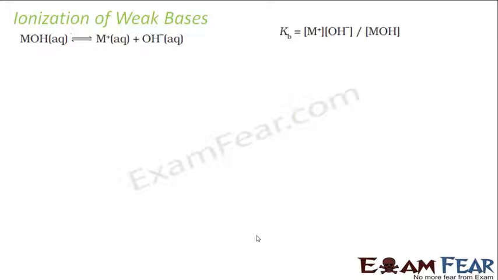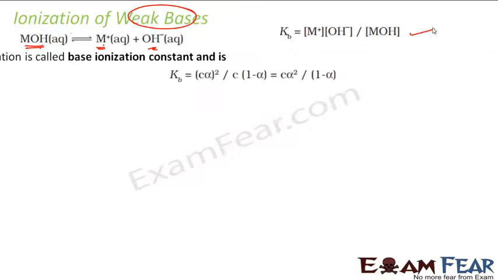So we have done ionization of weak acid. Let's do ionization of weak base similar to that. So now we have some weak base MOH. It dissociates into M plus and OH minus ions. And the Kb here will be M plus ions times OH minus ions divided by MOH. It is a Kb, similar to the equilibrium constant we had.